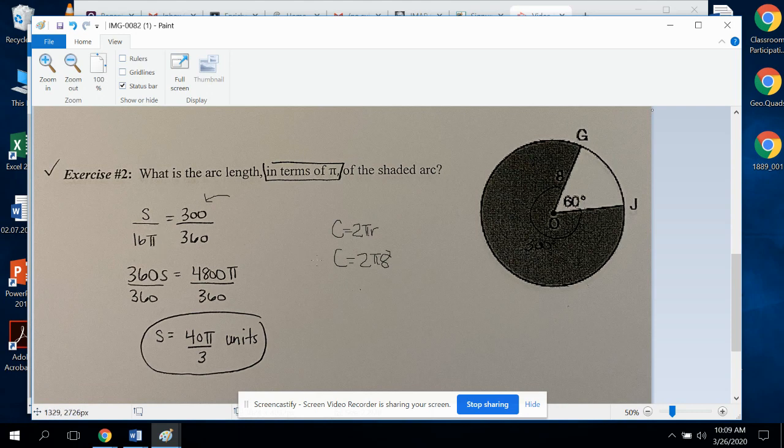It says in terms of pi. You do not want to put this in your calculator. So, sorry, you don't want to put the pi in your calculator. So I did 16 times 300. So I got 4,800, pulled the pi up with it, over 360, and I just divided out the 360. Only putting this portion in my calculator, it reduced to 40 over 3. Then I can put the pi next to it.